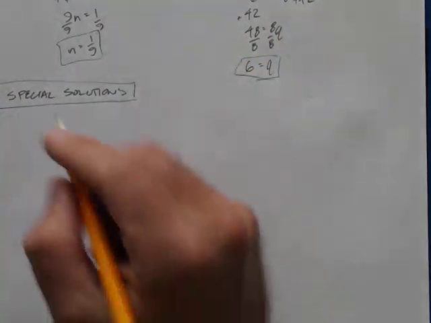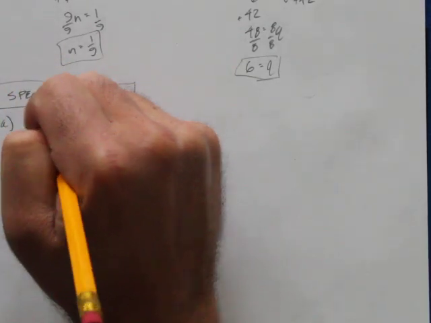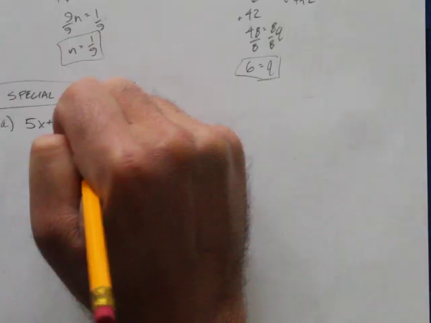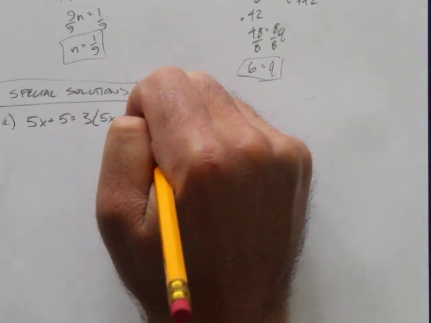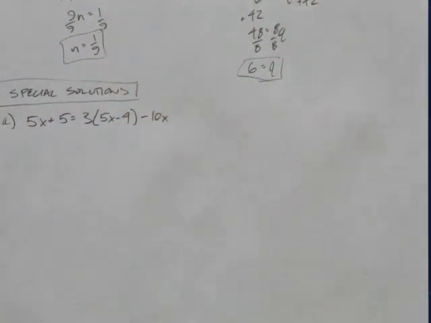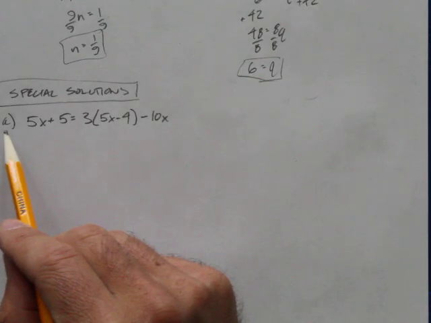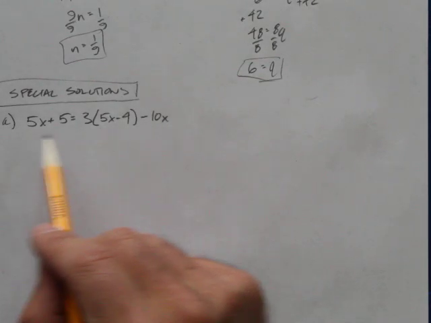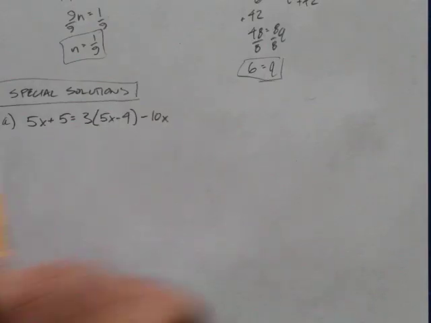So, here's A. This is going to be 5x plus 5 equals 3 times 5x minus 4 minus 10x. Okay. So I would like you to go ahead and try this one out. Go ahead and pause and get to work, and let's see what we got.